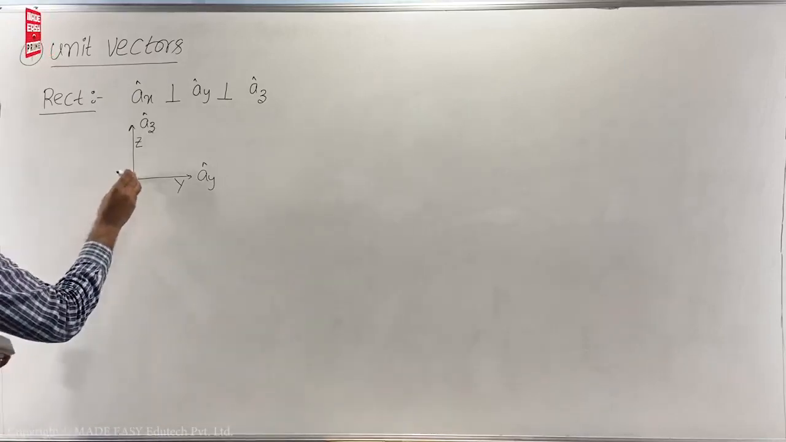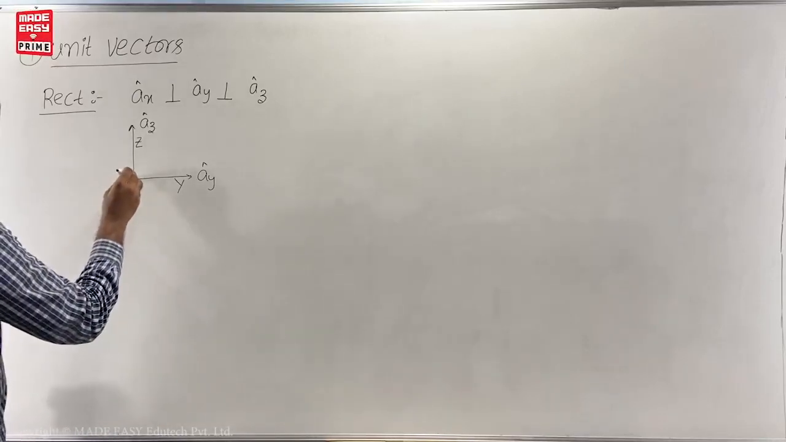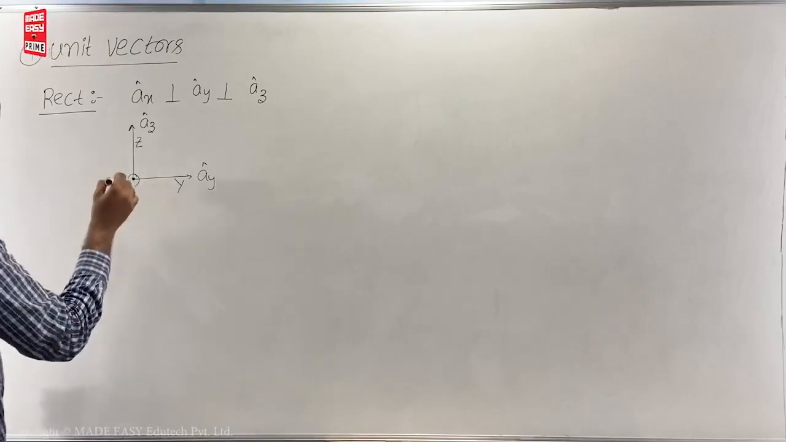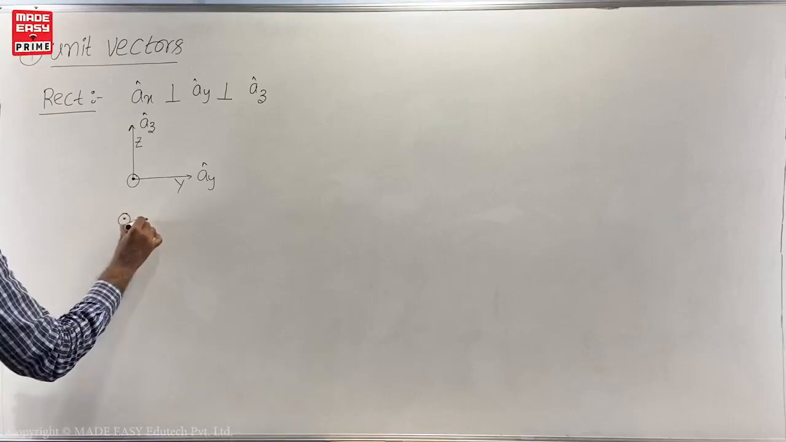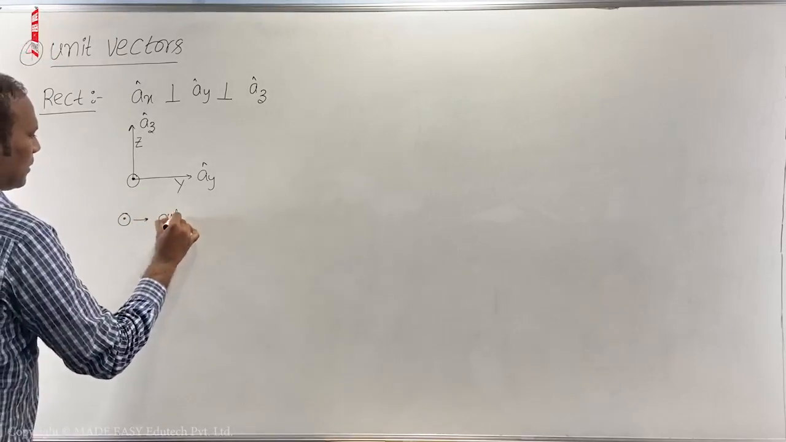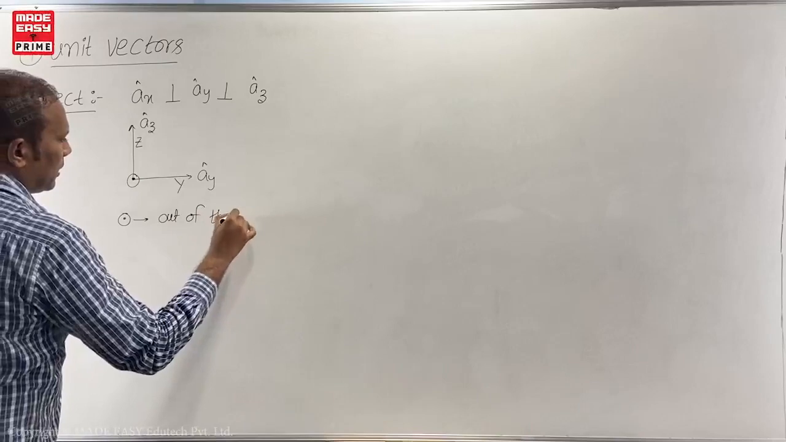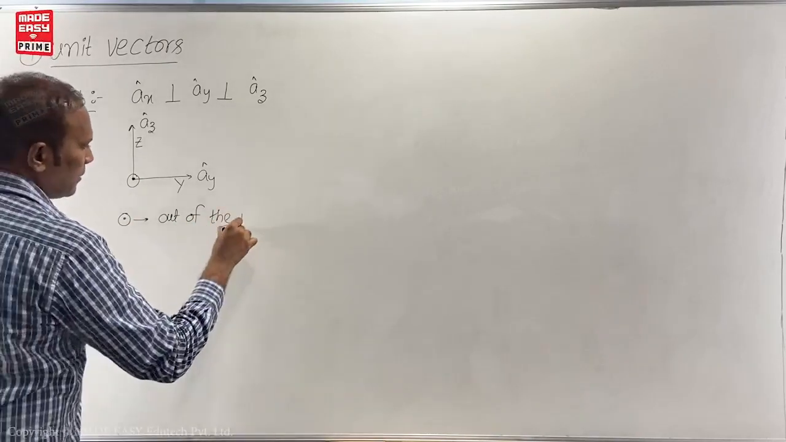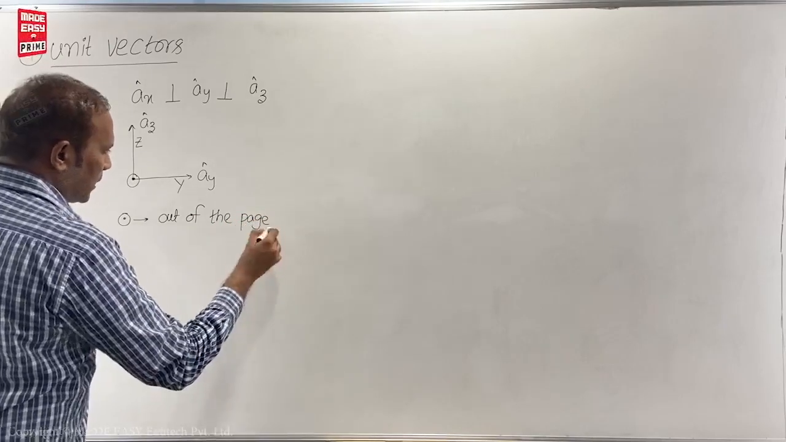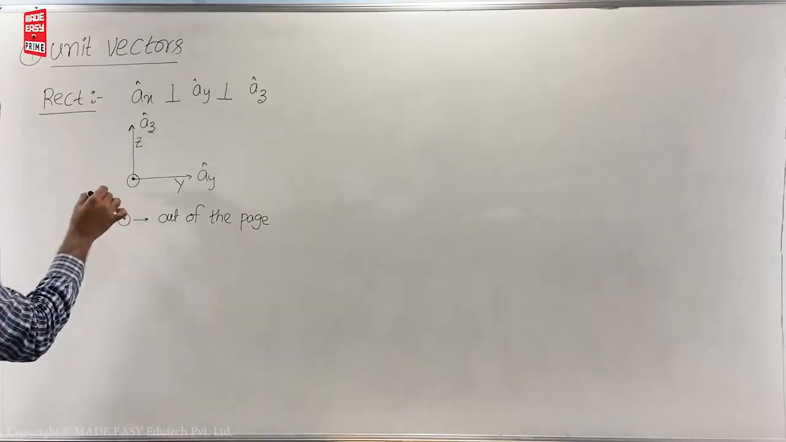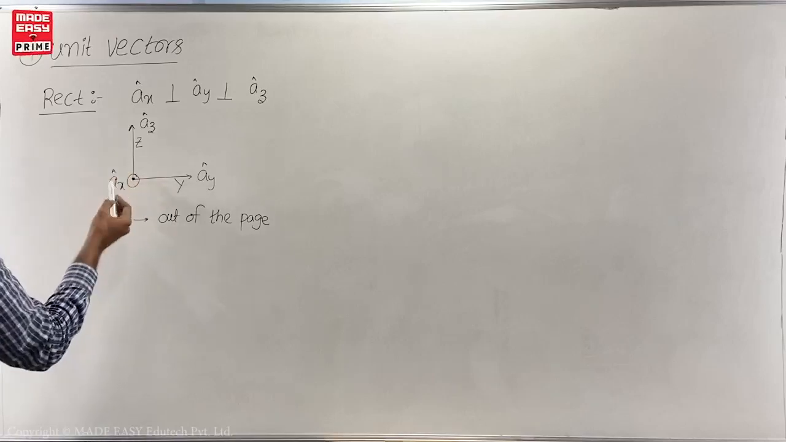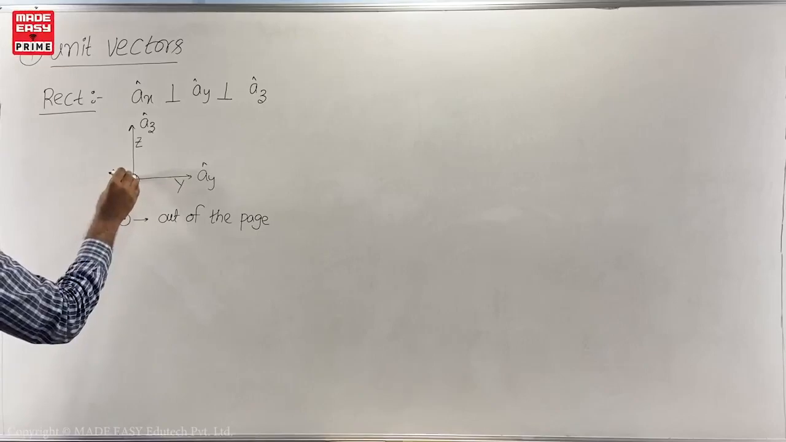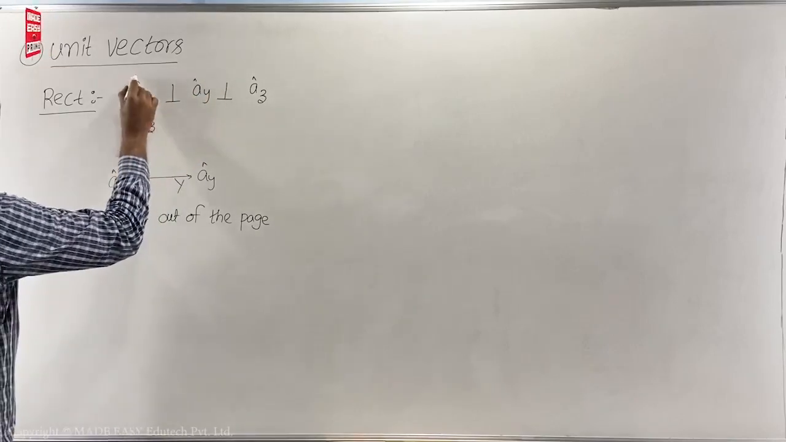Now this is x-axis out of the board. So x value increases in this direction. So dot means, already I told you, dot means out of the board here, for you students, out of the page. So here x-axis is there out of the board. Again they are mutually perpendicular. That means angle between them is 90 degrees. Okay.